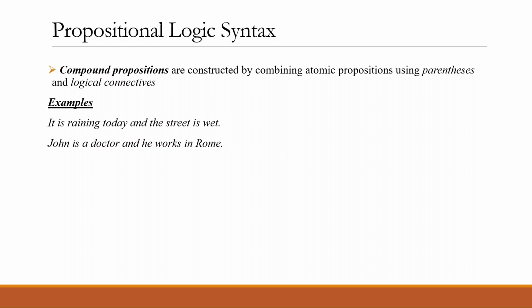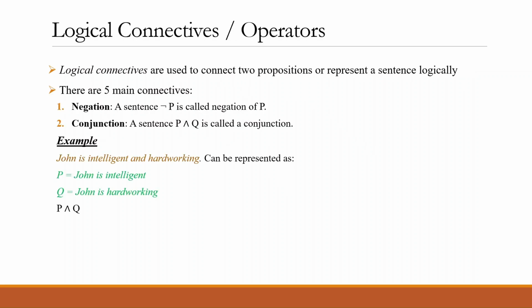John is a doctor and he works in Rome. Again, this is a compound proposition as it is made of two atomic propositions. John is a doctor, and the second proposition is he works in Rome. These two propositions are connected by the logical connective AND. Logical connectives are used to connect two propositions or represent a sentence logically.